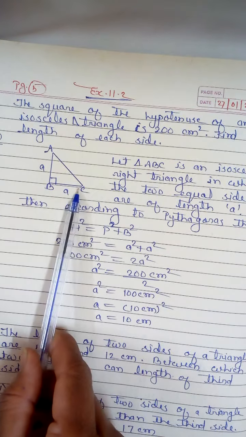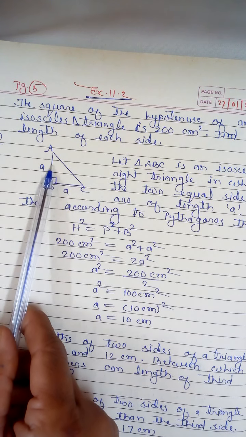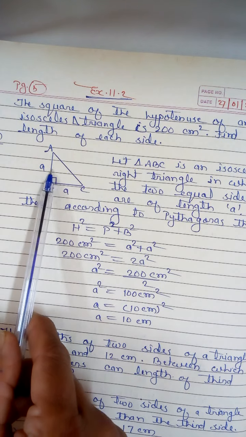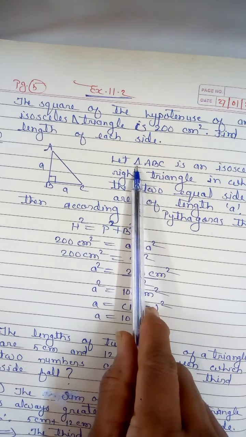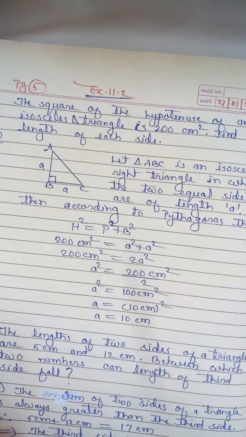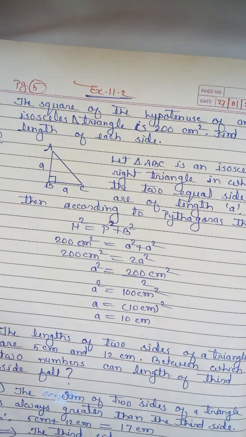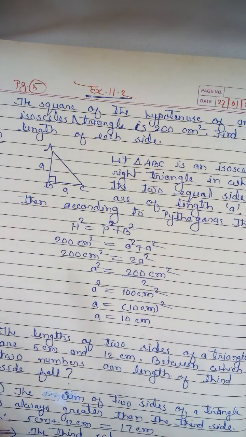Now, an isosceles right triangle means an isosceles triangle which has two sides of equal length, and it is also a right triangle, that means between these two equal sides there is a right angle. Let triangle ABC be an isosceles right triangle in which the two equal sides are of length a. Then according to Pythagoras theorem, h square equals p square plus b square.